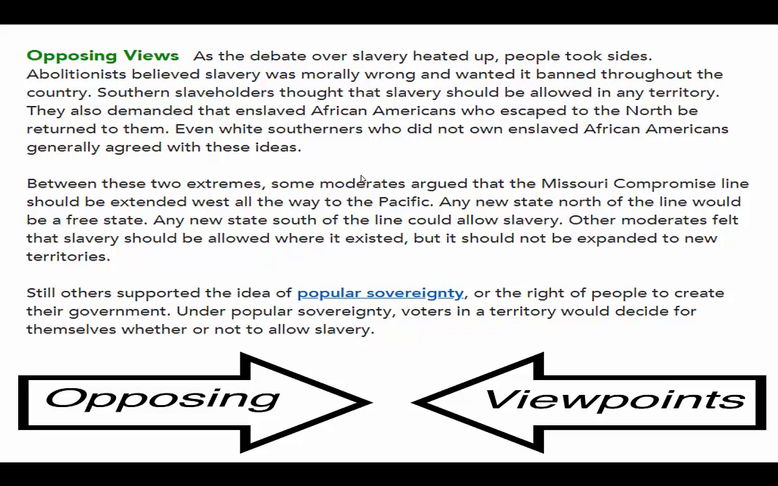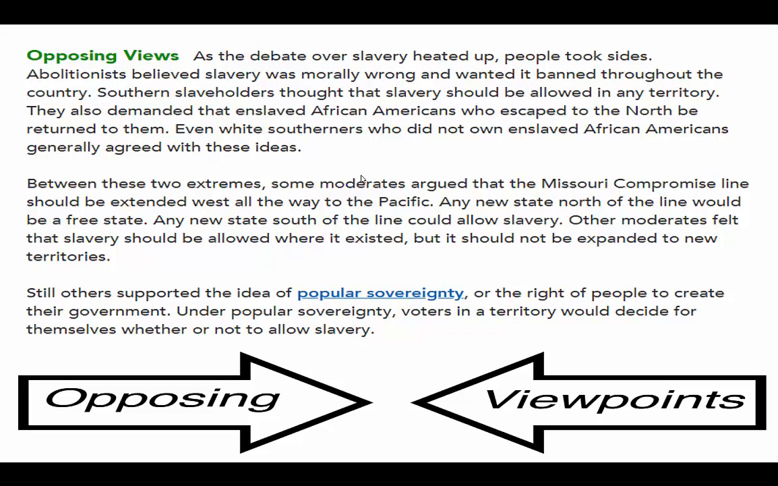Between these two extremes, some moderates argued that the Missouri Compromise line should be extended west all the way to the Pacific. Any new state north of the line would be a free state. Any new state south of the line could allow slavery. Other moderates felt that slavery should be allowed where it existed, but it should not be expanded to new territories. Still, others supported the idea of popular sovereignty, or the right of people to create their government. Under popular sovereignty, voters in a territory would decide for themselves whether or not to allow slavery.